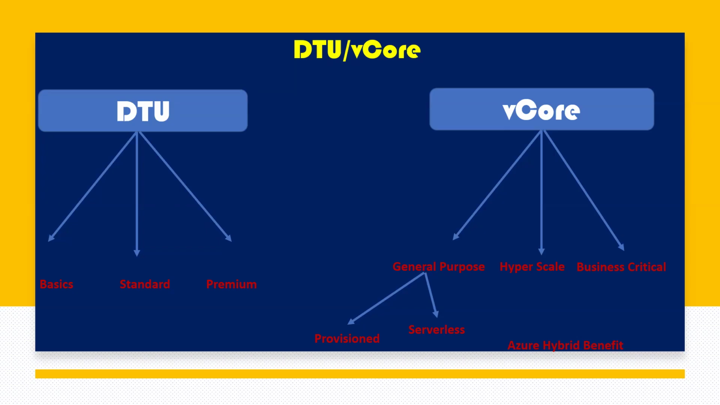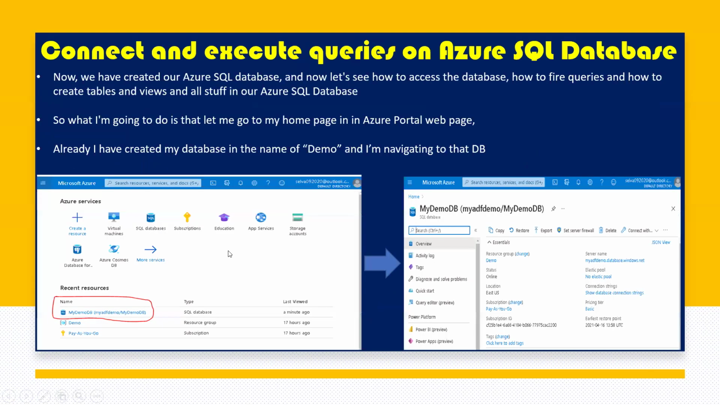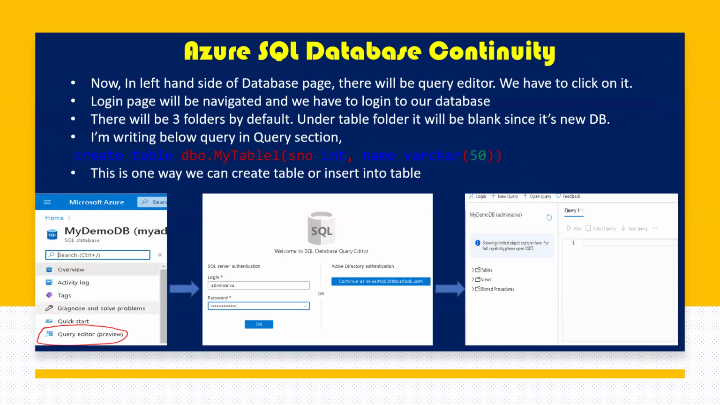Here DTU has three types of services: basic, standard, and premium. And vCore has general purpose, hyperscale, and business critical. Under the general purpose, we have provisioned and serverless types of methods. So what is this? Let's see. All these things we can choose when we are creating the database. So we will see this part directly in the portal.